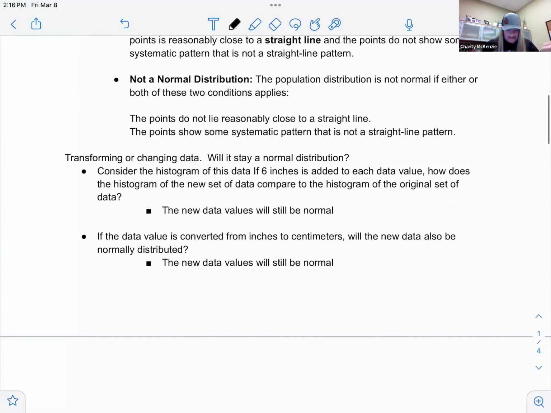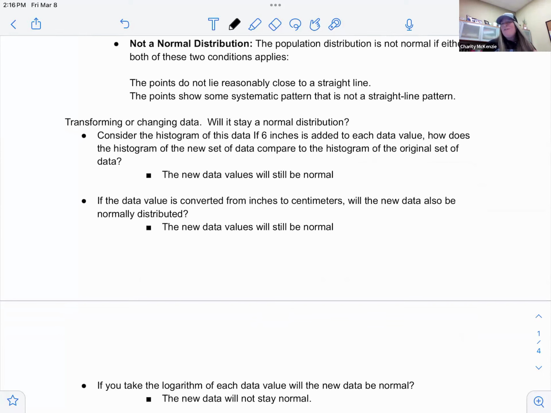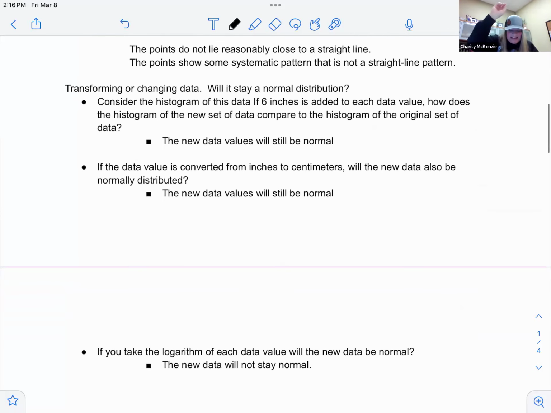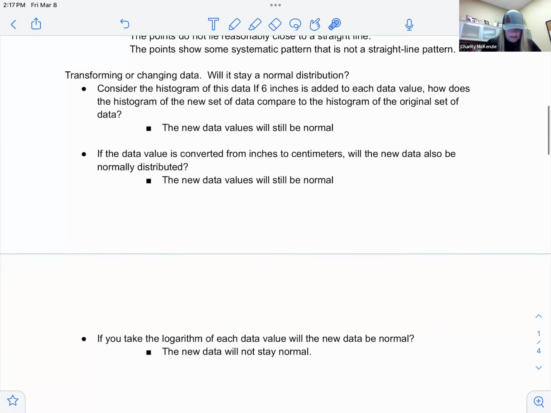One other idea that they throw at you is, what if I want to convert my data? Will it stay normal? The main idea is what we just talked about, but what if I take each data point and add 6 to it? Will it stay normal? Yes, it will stay normal. That's what we say here.